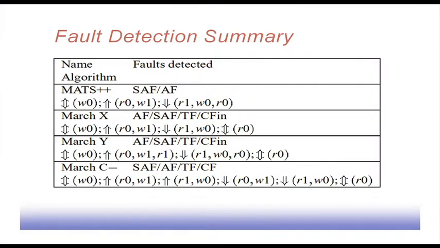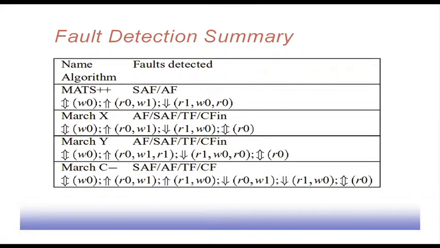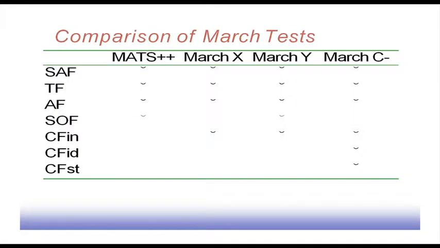To summarize this fault detection, this table summarizes the different faults that are detected. MATS++ detects stuck-at faults and address decoder faults, and this is the corresponding march sequence. March X determines these faults, March Y determines those. These are some of the well-known march sequences that have been reported in the literature. Apart from these, there are many other march sequences that you can find in the literature, and accordingly different authors have claimed different types of faults getting detected by them.